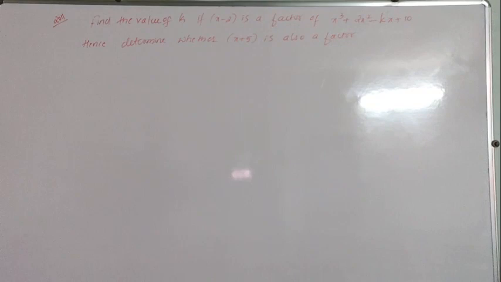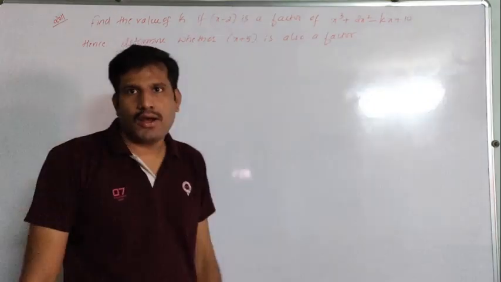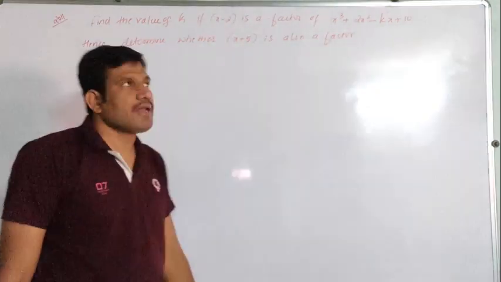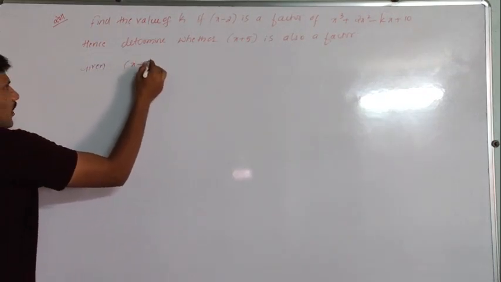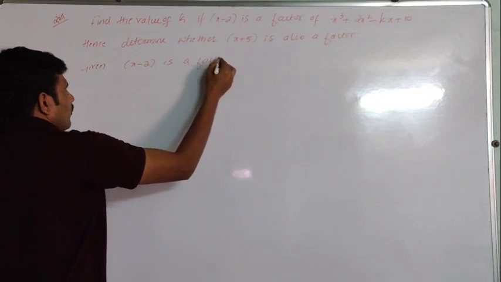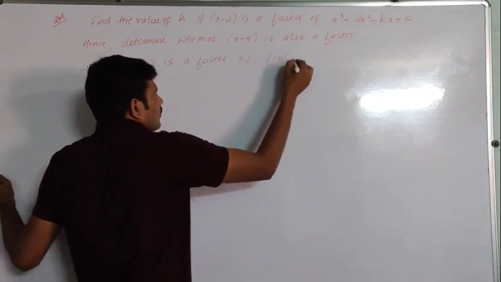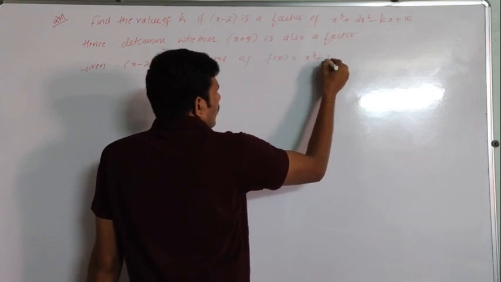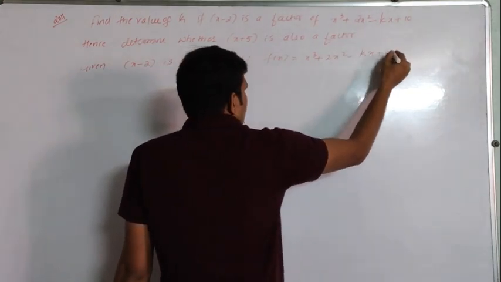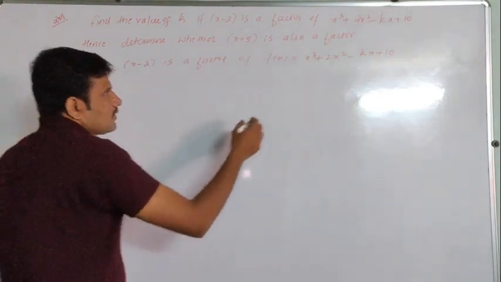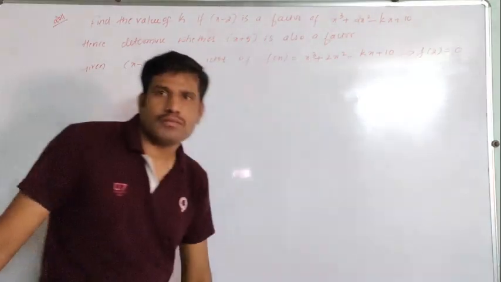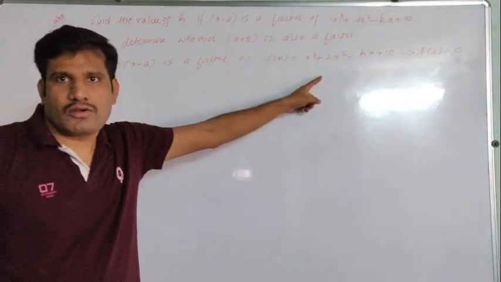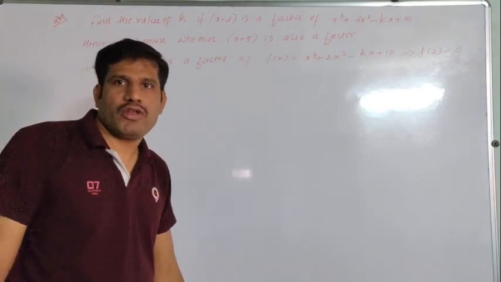It was asked in 2011. See students, first we have to find the value of k. How to find it? They have given that x minus 2 is a factor of f(x), where f(x) is x cube plus 2x square minus ax plus 10. So x minus 2 is a factor means f(2) will be 0.